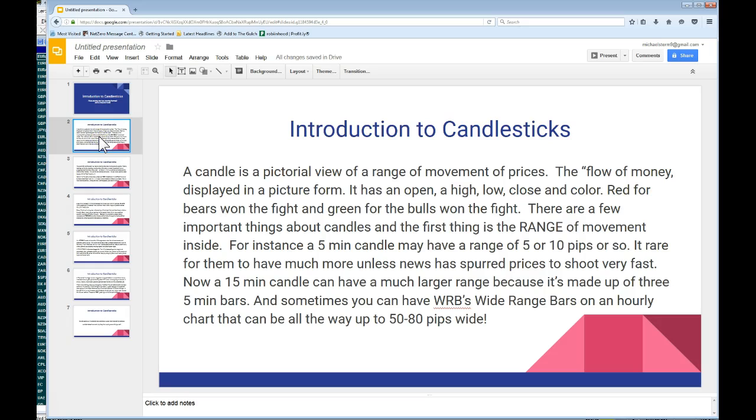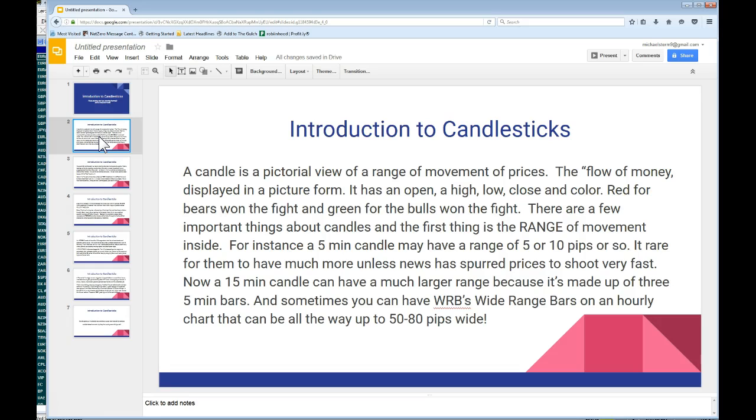So we'll talk first about the introduction to candlesticks. A candle is a pictorial view of a range of movement of prices. It is the flow of money. This flow of money is displayed in picture form. It comes with an open and a high and a low, and it has a close, and there will be a color associated with it, okay? Red candles just mean that the bears won the fight, and green means that the bulls won the fight.